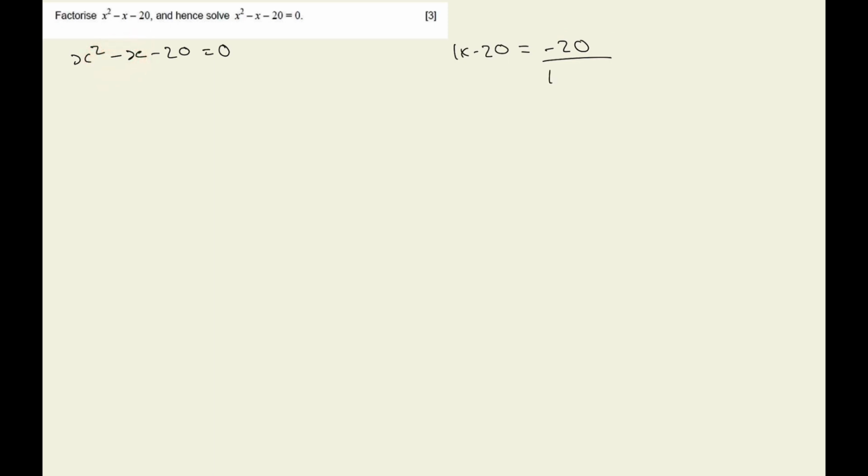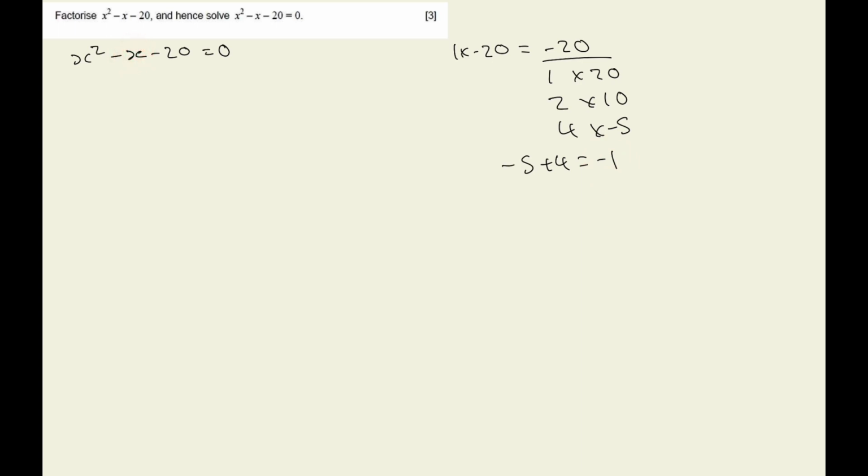So we can start off by writing out the multiples of 20. So 1 times 20, and we know 2 times 10, 3 doesn't go into it, 4 times 5. So we can see now the difference between 4 and 5 is 1, and we need a minus, so we just take the bigger number, so minus 5, and we know that minus 5 plus 4 is equal to minus 1, which is minus 1x.